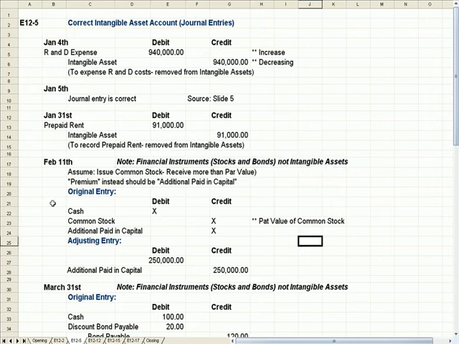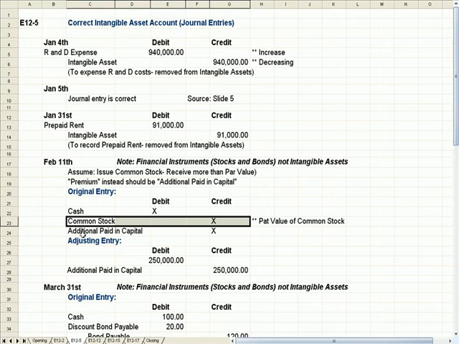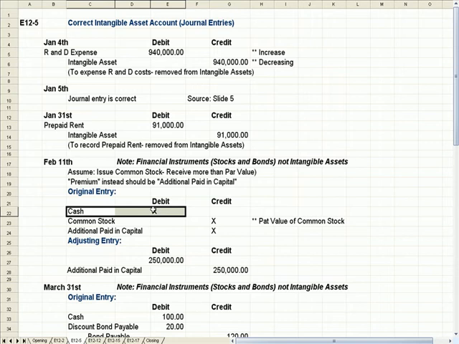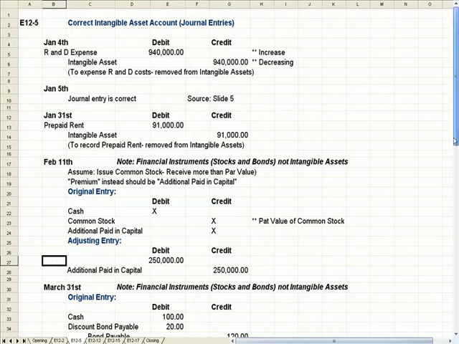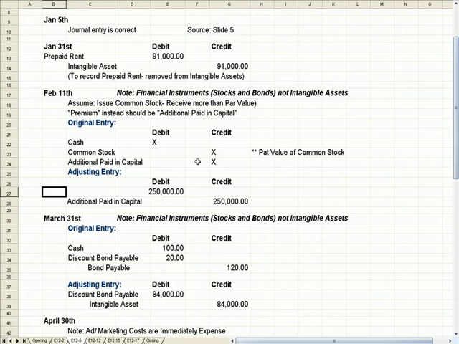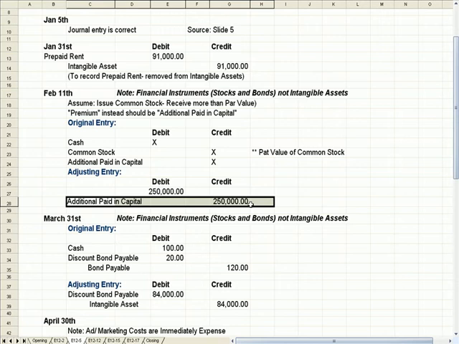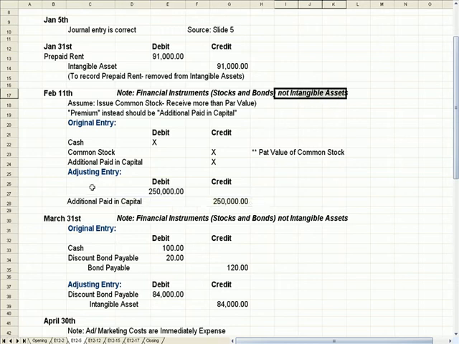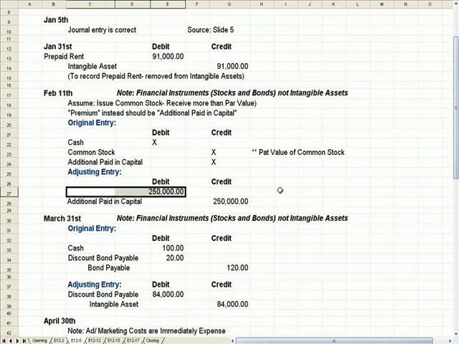The original entry that I was describing was something like, we issue common stock credit, we have additional paid-in capital credit, and we debit cash for issuing stock. So our adjusting entry, and I've got a typo here, should be, if I scoot down just a little bit, we should have credited additional paid-in capital and not intangible assets. So we would debit to get rid of that.